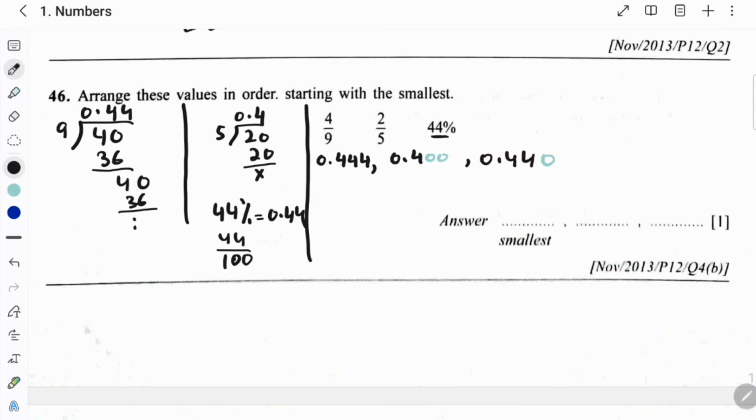Now what do you do? This is 440, this is 400, and the last one is 444. Obviously this is the first one, this is the second one, and this is the third one. So you can write down 2 over 5 as the first number, 44% as the second number, and 4 over 9 as the third number. So in this question you had fractions, and a number given as a percentage as well. So you just write down all of them as decimals, and then arrange them into ascending order.